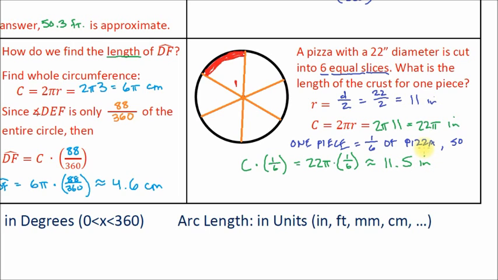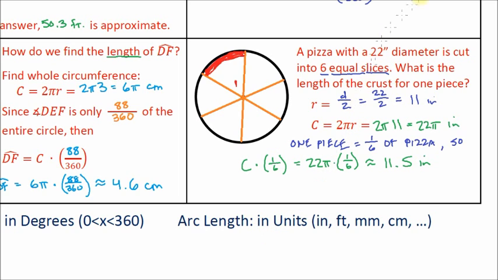Approximately 11.5 inches. Okay, now if you think about this, what if you wanted 2 pieces? What's the crust of 2 pieces? It'd be the circumference times 2/6. What about 5 pieces? If you divide the pizza into 6 equal pieces, and I want the length of the crust for 5 of those pieces, I would take the circumference and multiply it times 5/6, because that's how much of the circumference I want the length of.